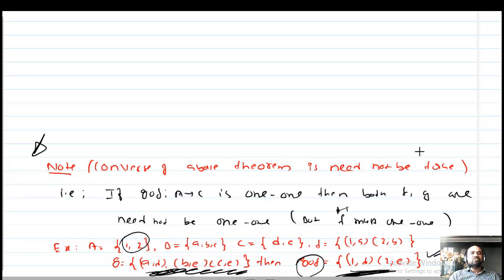Understood? That's why the converse of the above theorem is not true. It means if g circle f from A to C is 1-1, then f and g need not be 1-1. But the important thing is f must be 1-1. g need not be 1-1 actually. Okay. This is an important theorem.